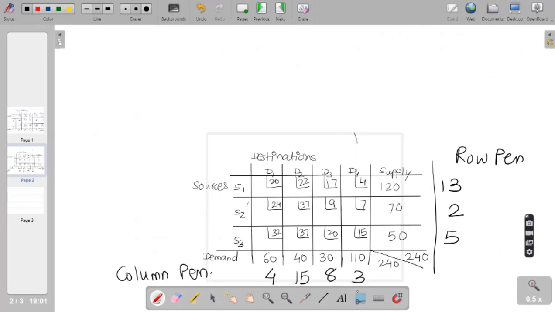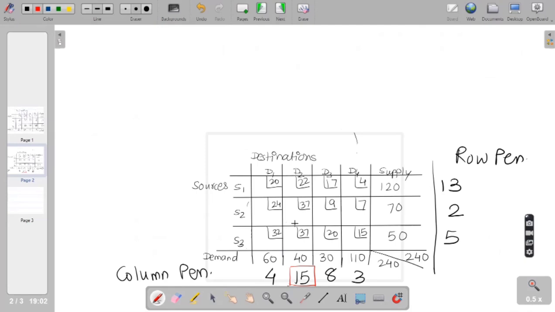Now, we will see the largest penalty among all these 7 penalties. And that largest penalty you can see here is 15. So this indicates that we can make our first allocation in the corresponding column. This largest penalty 15 belongs to the second column. So we will go in the second column. We will look in the second column for the allocation.